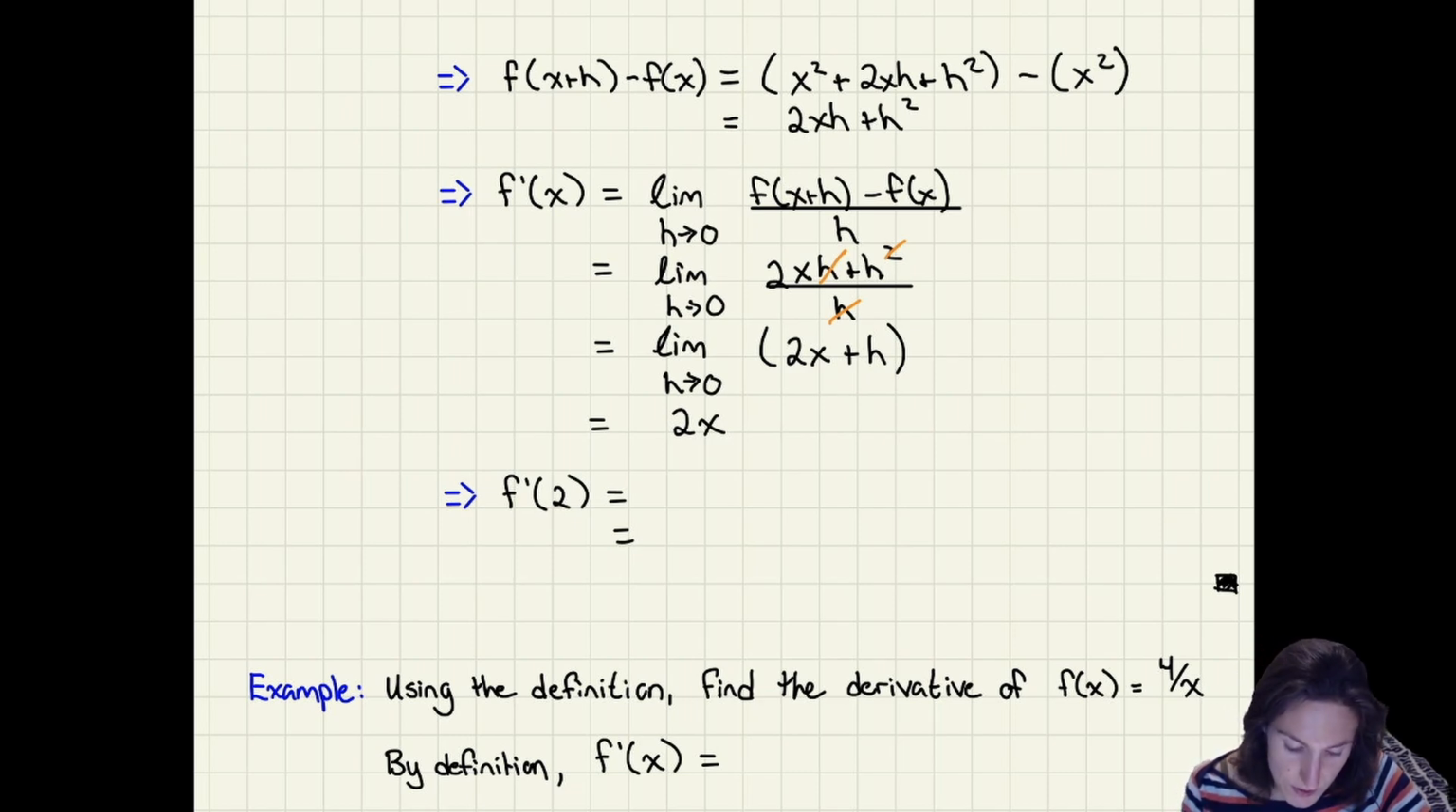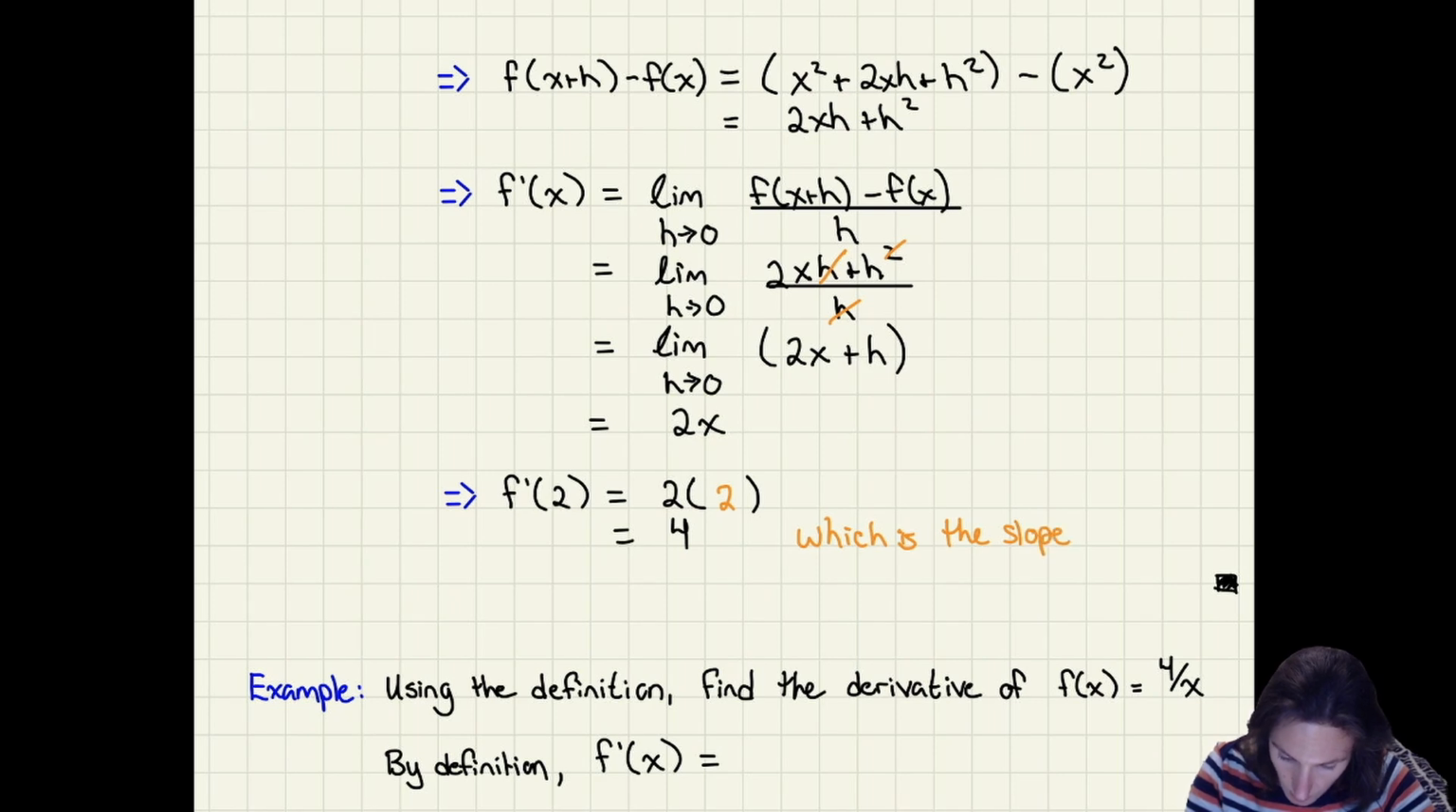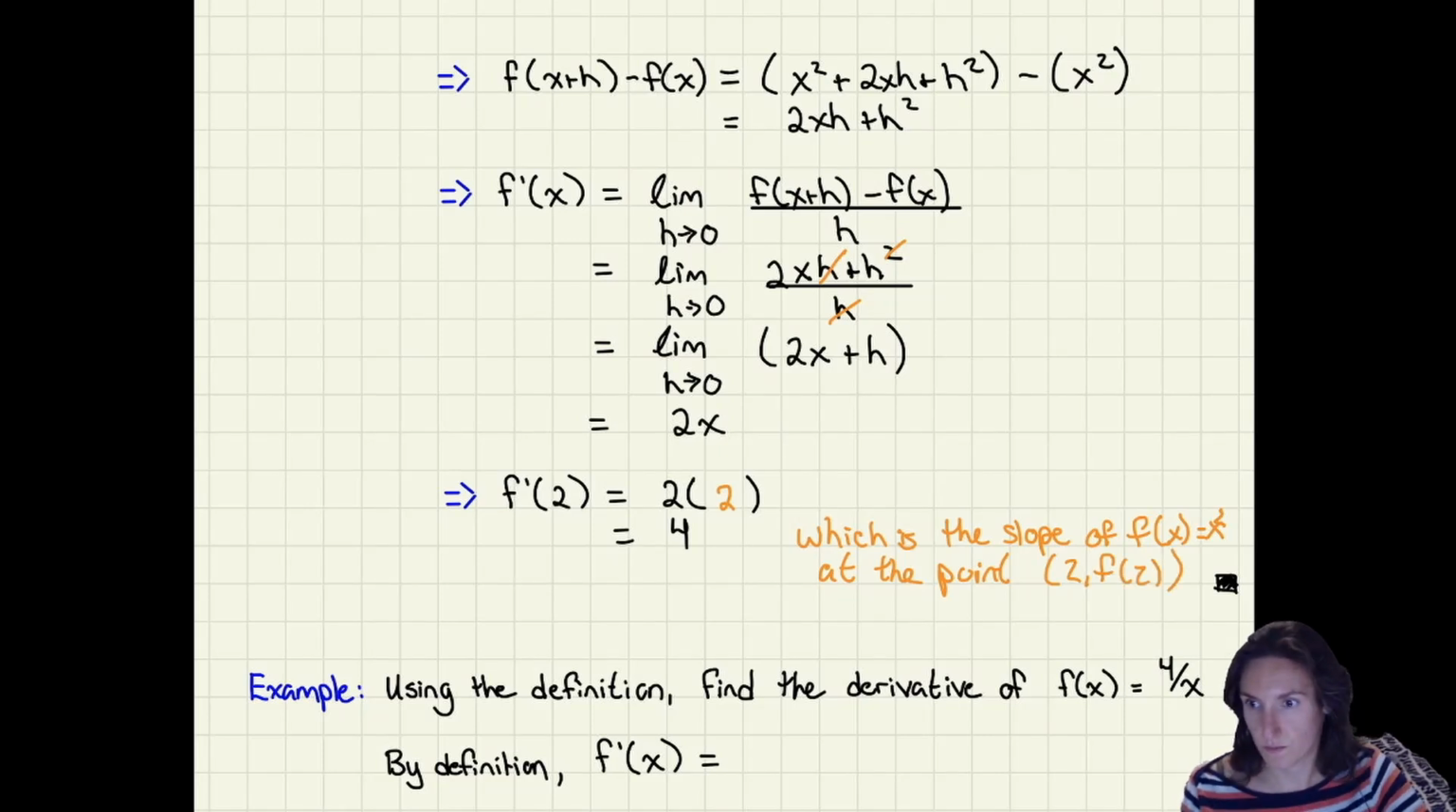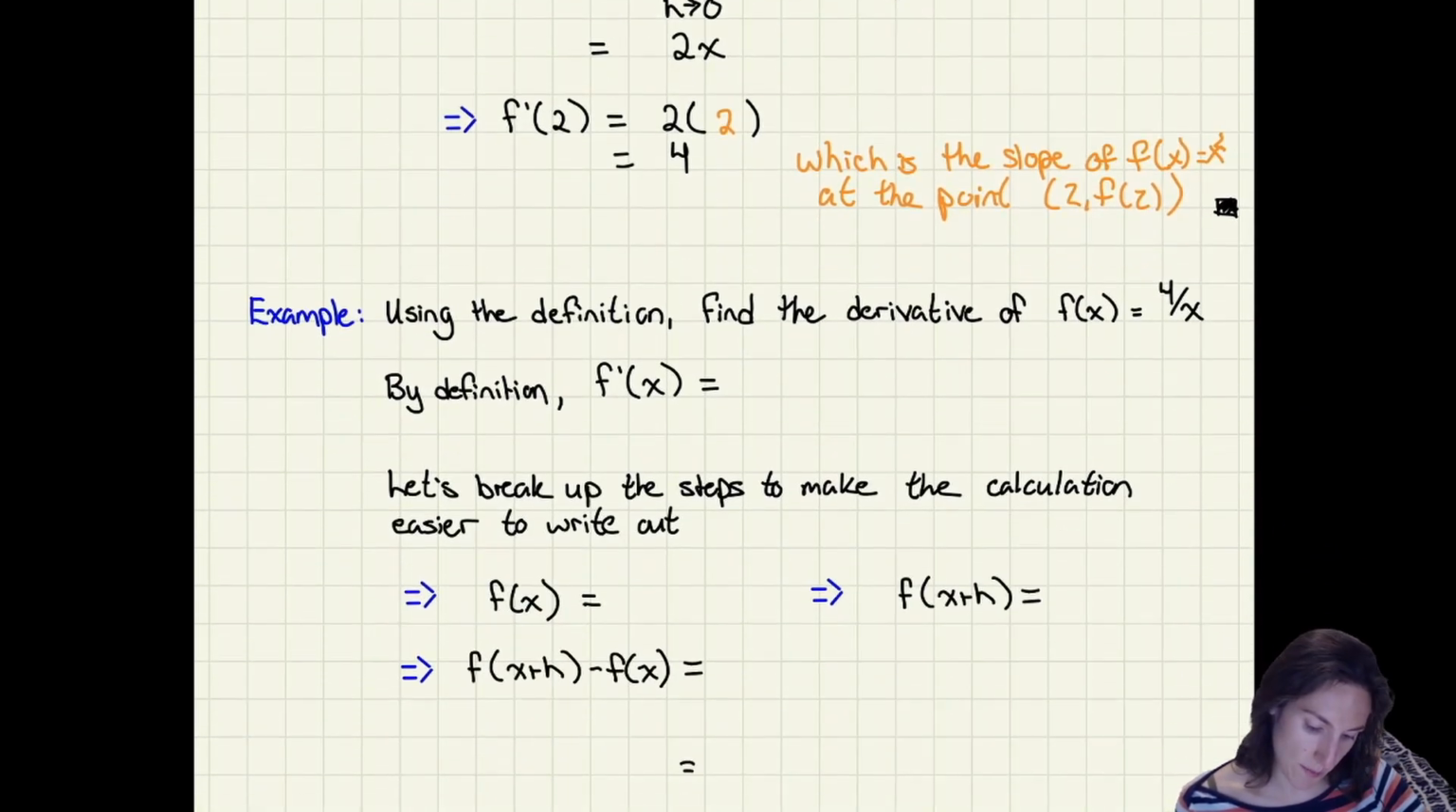And if I look at the specific point of 2, okay, so I plug 2 into here, I get a value of 4. Okay, and this is the slope of the function that we looked at, so f of x is equal to x squared, at the point 2, f of 2. Okay, so that's what this physically represents.